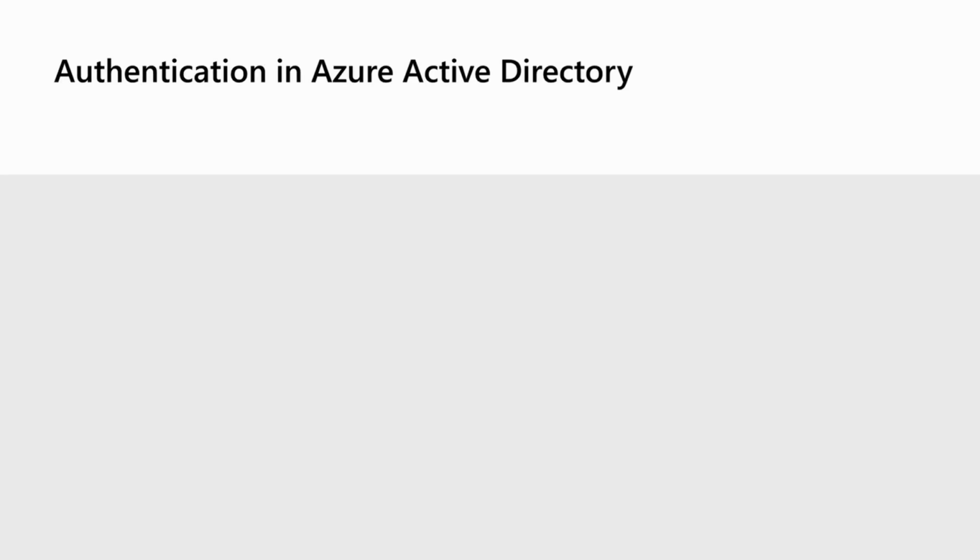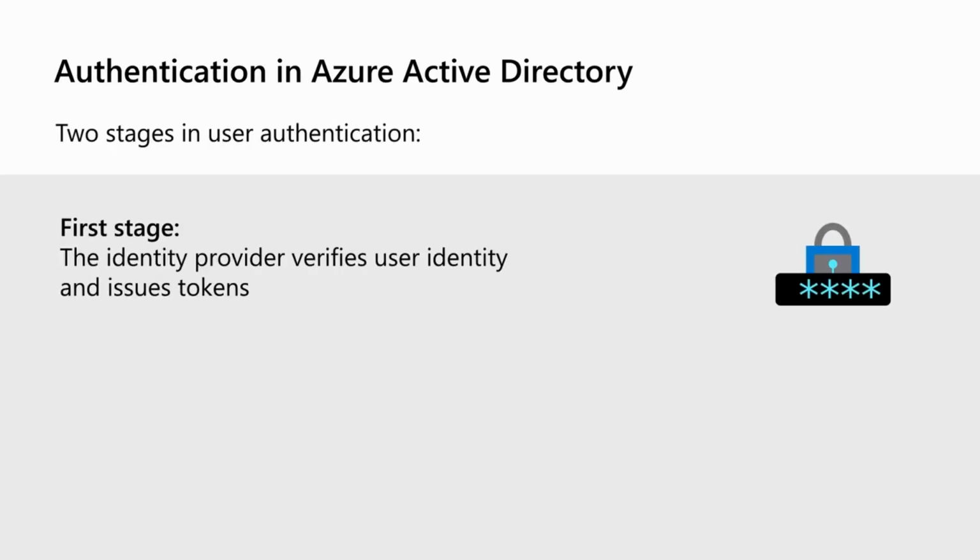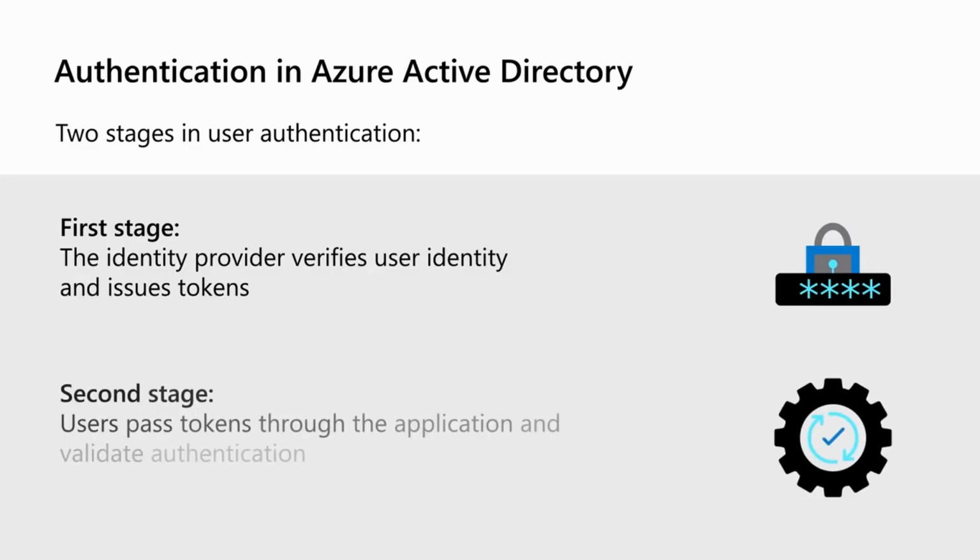When users log in, there are two stages to the authentication process. First, the identity provider checks their identity by verifying their info in the directory. If the authentication is successful, tokens containing important information related to the authentication are issued. Next, the user passes those tokens over to the application. The application validates the security tokens of the user to ensure the authentication was successful. This extra step helps keep the user's information and data secure.